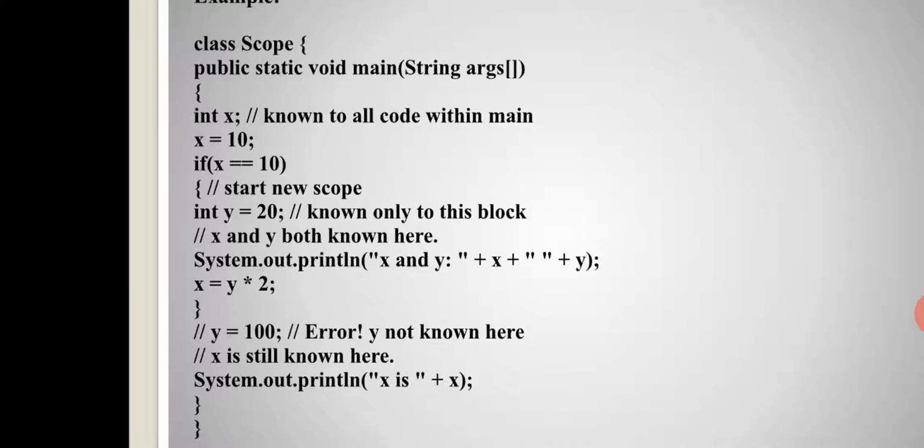Okay, so in the comment they have given, known to all code within main, obviously, because right after the main method you have declared the variable called x. Now in the next line, that next instruction, what they are trying to do is initialize the value 10 to x. I can frame the sentence like this: 10 has been put inside the variable x. That is a better sentence.